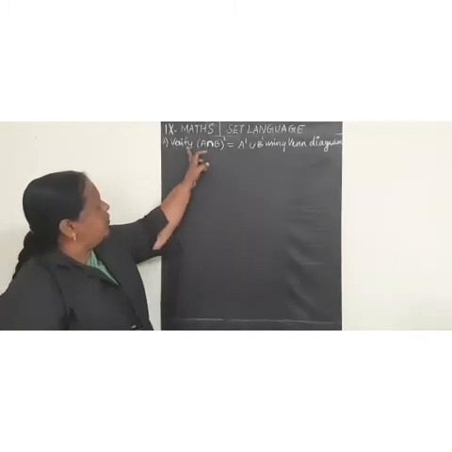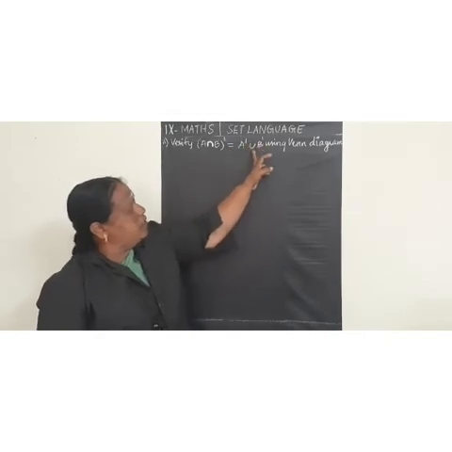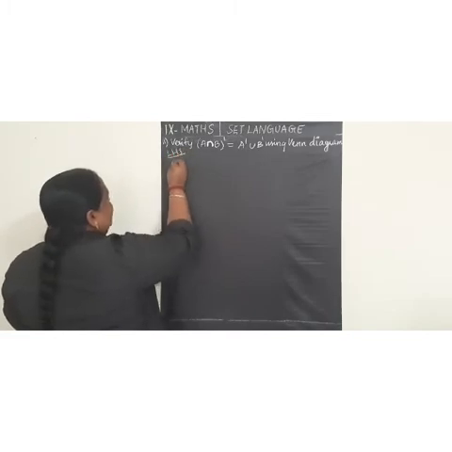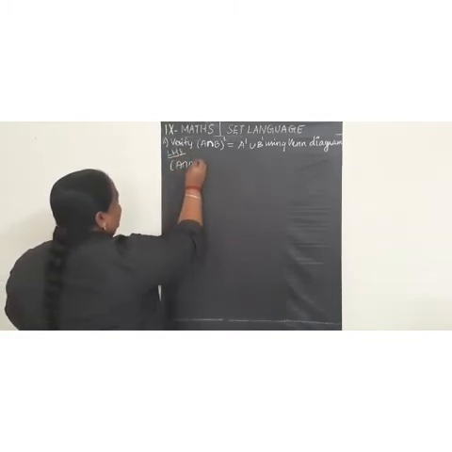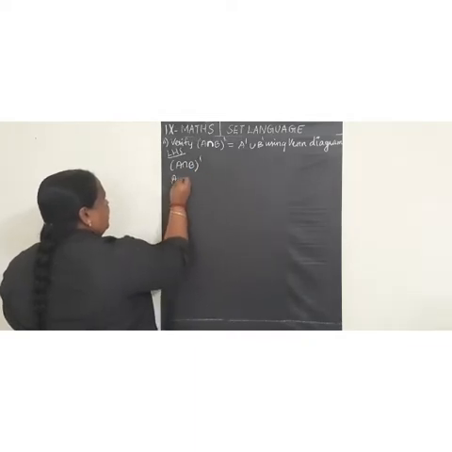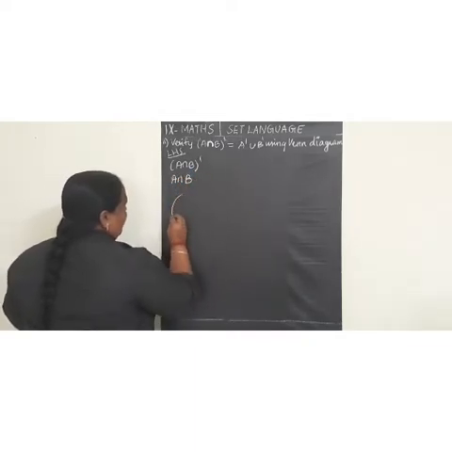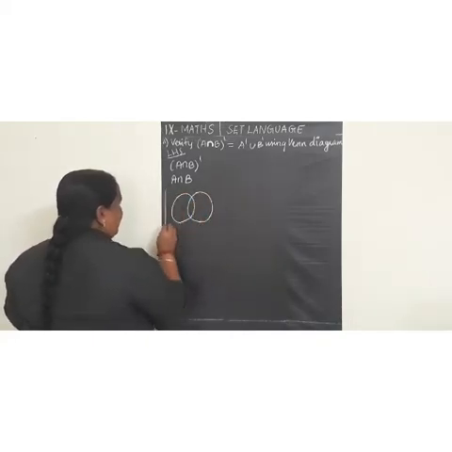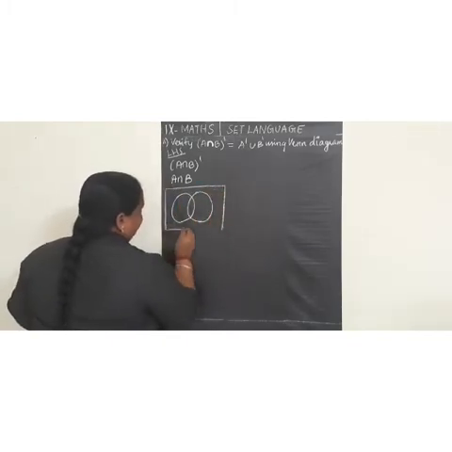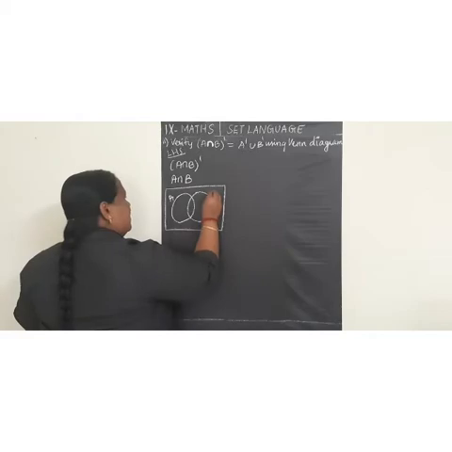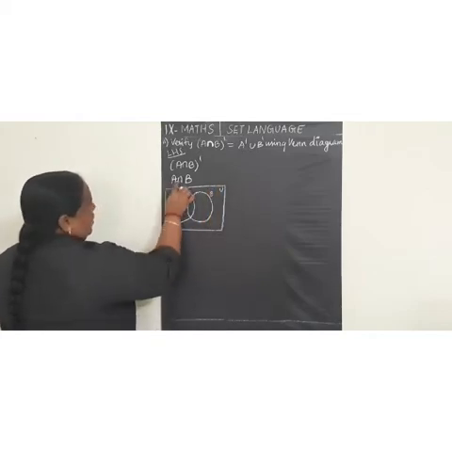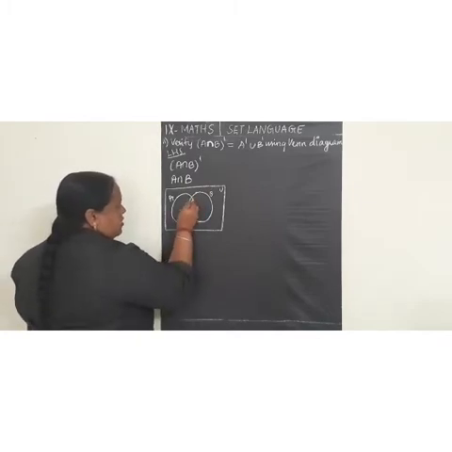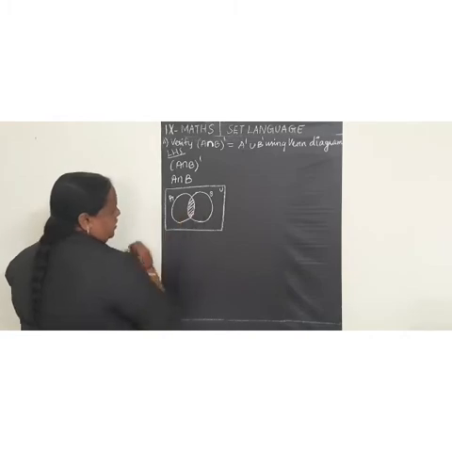Next sum: verify A intersection B the whole dash is equal to A dash union B dash using Venn diagram. So first take LHS, A intersection B the whole dash. For this, first we have to find A intersection B. This is set A, set B, and the universal set. For A intersection B we have to take the common part. So this is A intersection B.